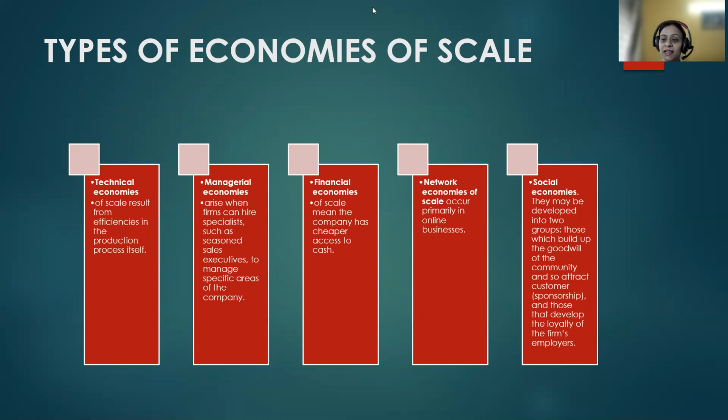Financial economies of scale are said to operate when a firm has easy and cheaper access to finances. Network economies of scale occur when a firm has a strong network. This is also possible in the case of online businesses. Social economies occur because of the goodwill of the firm, because of the popularity of the firm in society.